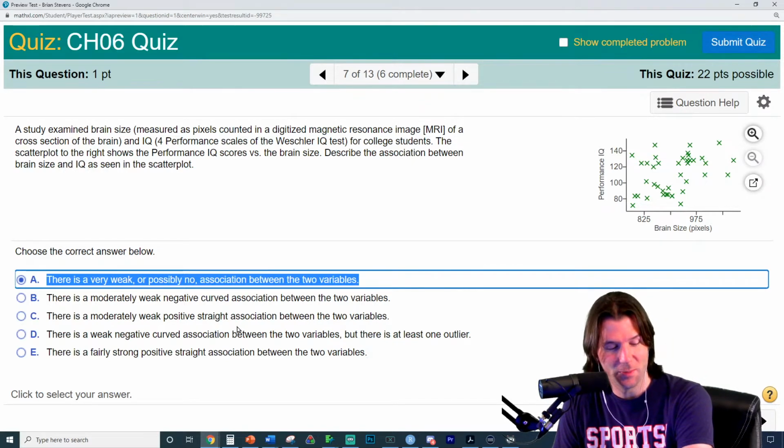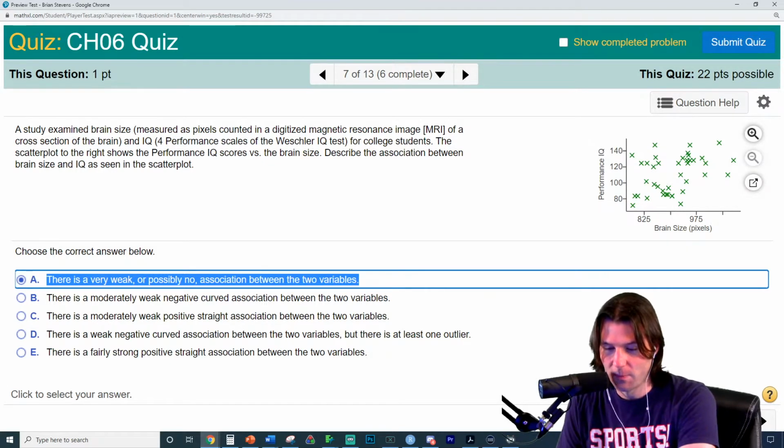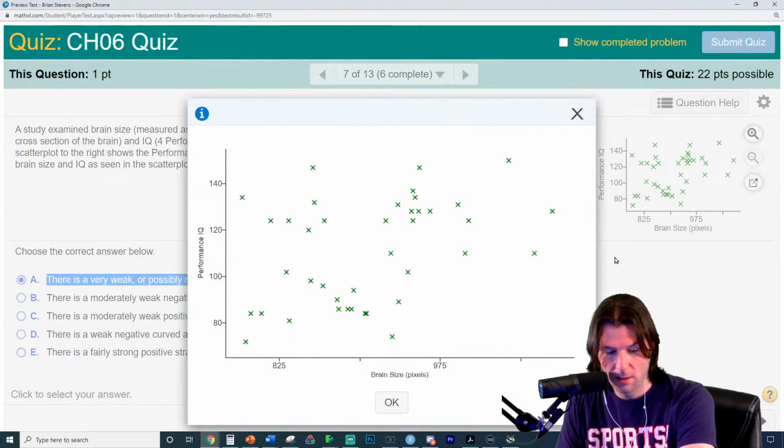Let me read the 2 answers that are possible. There's only 2 possible answers. There is a very weak or possibly no association between the 2 variables. There is a moderately weak positive straight association. Okay, that's where I think they've lost me, because that's what I think it is.